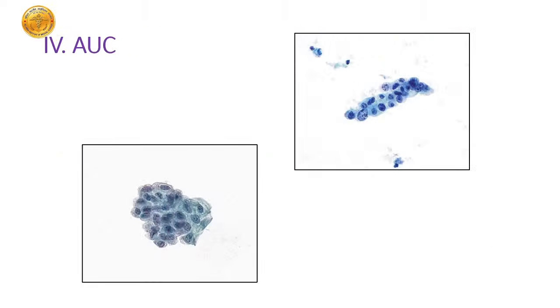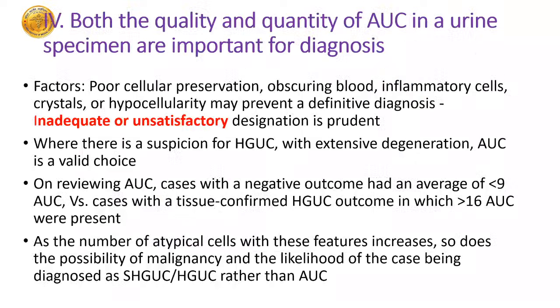They do not definitively specify the number of cells required for atypical urothelial cells, but some studies showed that those cases with a negative outcome had an average of fewer than 9 atypical urothelial cells, while those with a positive outcome in terms of malignancy had more than 16 atypical urothelial cells present. So next slide, please.